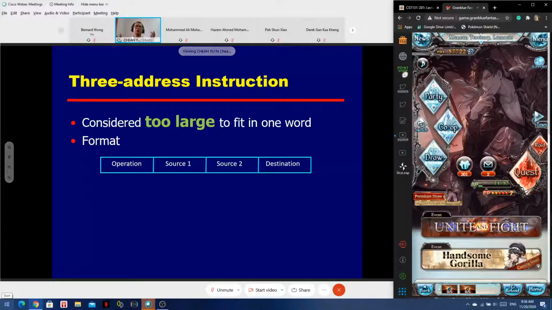Now, this is actually considered by most conventions too large to fit one word. Because you actually want more bits to store addresses. For your source 1, source 2, and destination, we want as many bits as possible to store the address, because we want to address many locations, right? So what we want is actually too big to store in one word. So perhaps the 3 address instruction is not the best. But it exists.